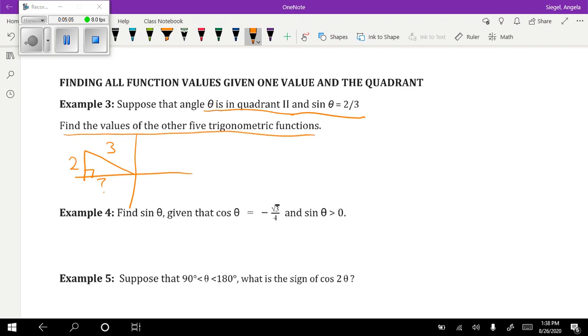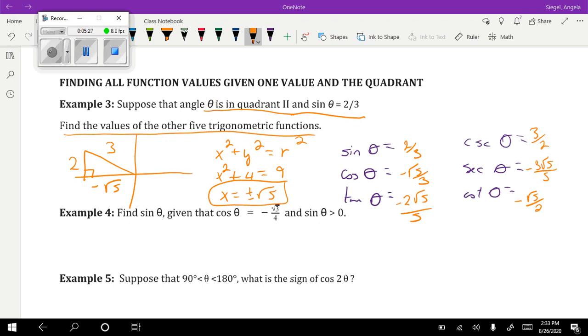So let's do the Pythagorean Theorem and figure out what we get. When you do the math, you take the square root of something, you have both the positive and negative root of that. So you need to figure out if you want it positive or negative. In this location, it's going to be negative square root of 5. From there, we can figure out the other trig functions.